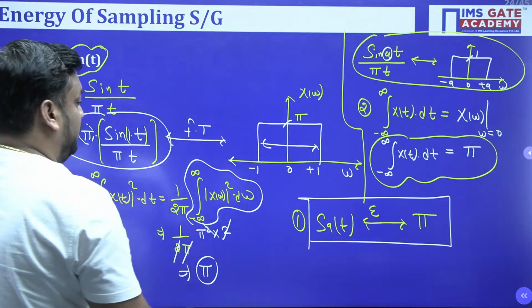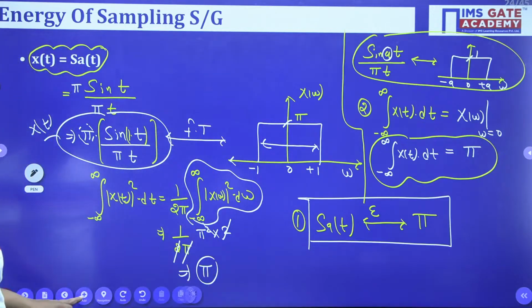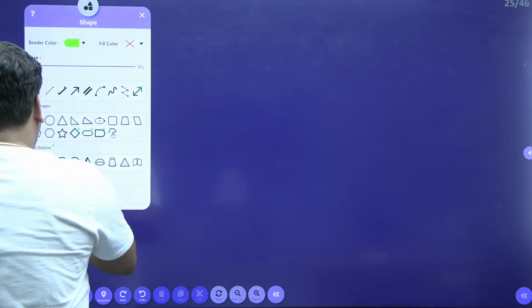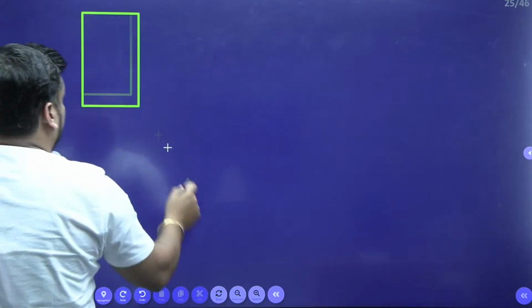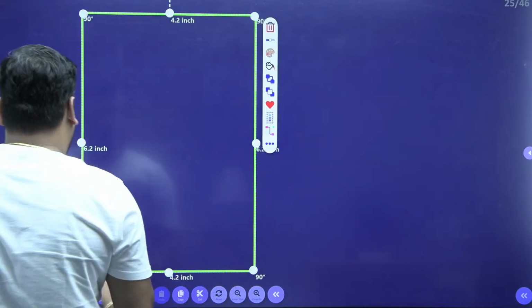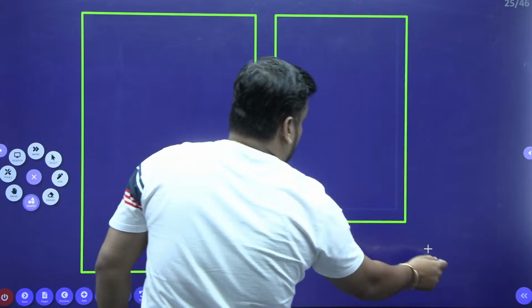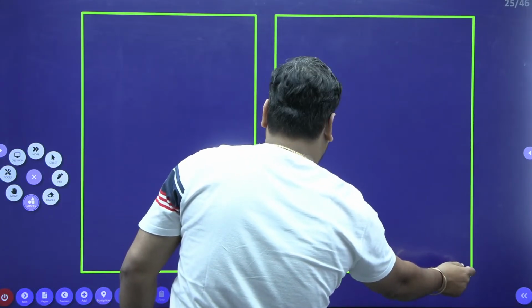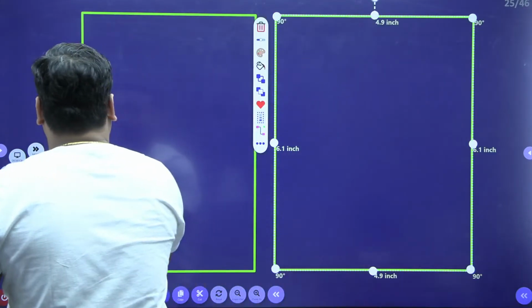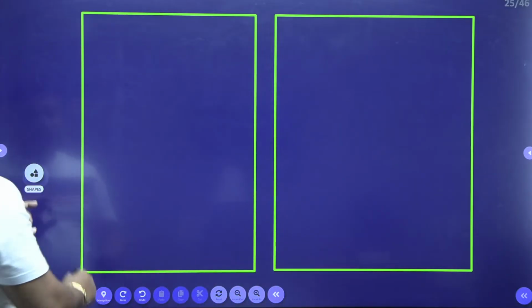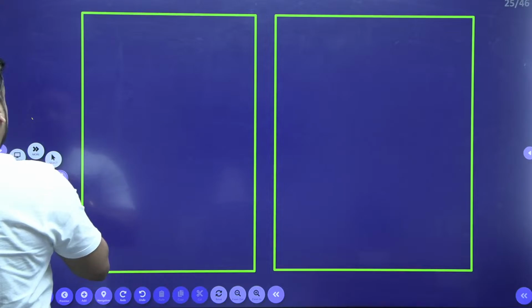So sampling of t, energy is pi. So everything we have completed. Now I am writing an important conclusion here. One box is dedicated for area, and one box I am making for energy. This summary box will become an important note, and it will behave as a short trick in the examination hall.